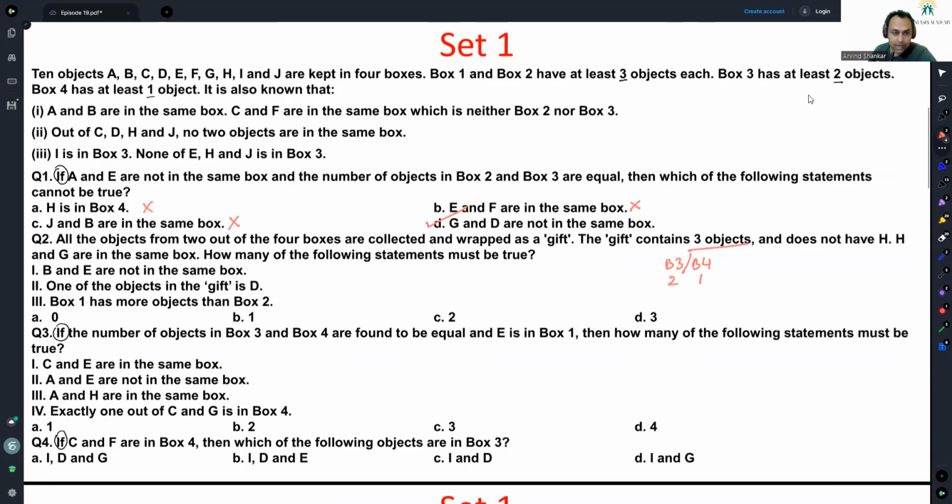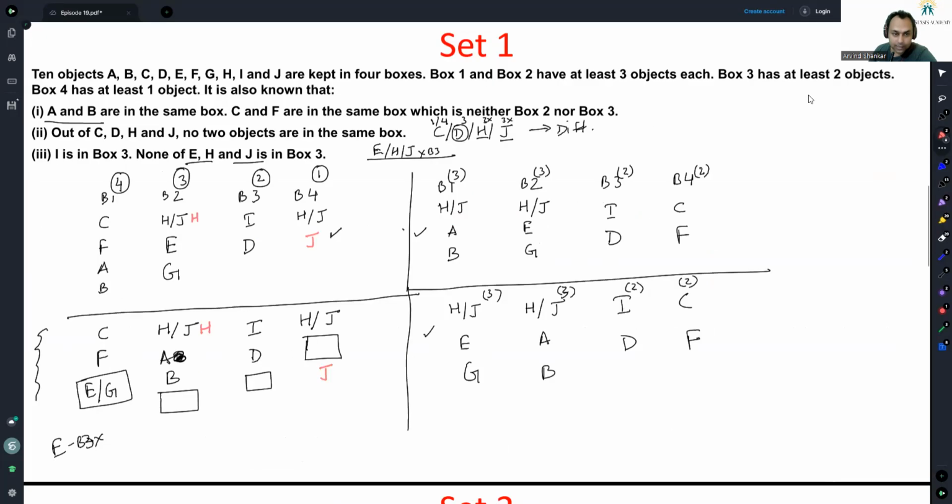H and G are in the same box. Can G come here? Yes. In this case, G will come here, so E will go here. I will have either this case CFE, HABG, ID, and J, or I will have CFAB, HEG, ID, and J.